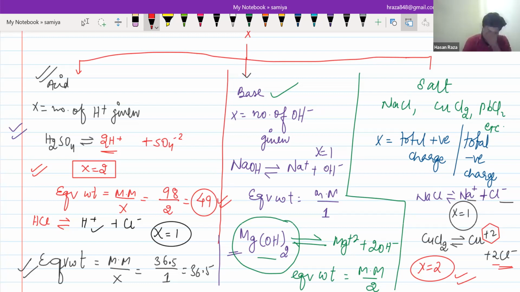Then we will come again to the formula. M is equal to E by F into I into T. F is Faraday's constant.